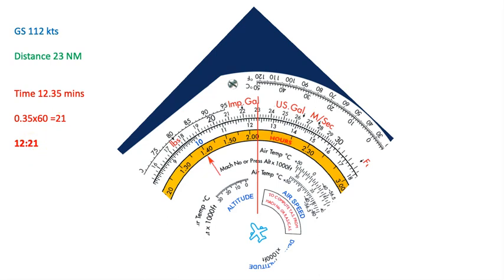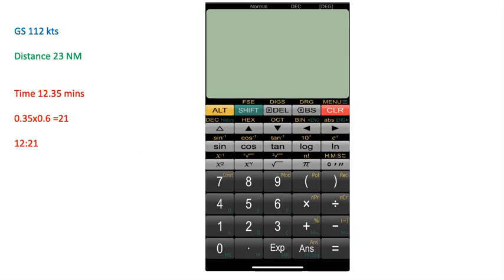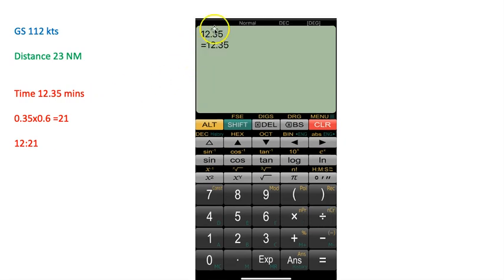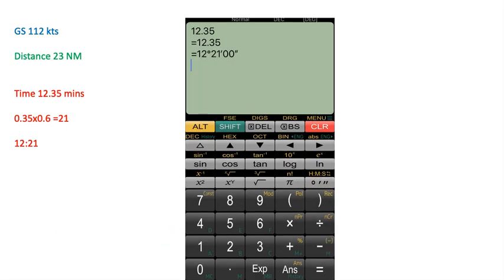The other method of doing that is using the scientific calculator, and if you've seen my other video first, you'll have probably guessed I'm going to come to this. A scientific calculator will have an hour, minute and second button, okay? And that's a really, really useful button for lots of things in aviation. So what I can do is type in 12.35, hit equals. We're then going to hit our hour, minute, second button, and there we go, 12 minutes 21 seconds.